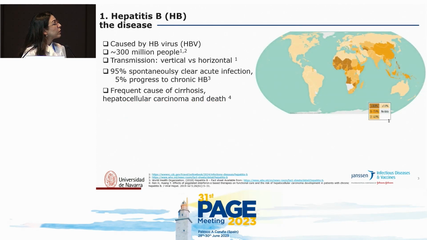To start with, hepatitis B is an infectious disease caused by the HB virus, which affects around 300 million people worldwide, and it's vertically and horizontally transmitted. When adults are exposed to the HBV, around 95% spontaneously clear the acute infection, while around 5% progress to chronic disease, which is a frequent cause of cirrhosis, hepatocellular carcinoma, and death.